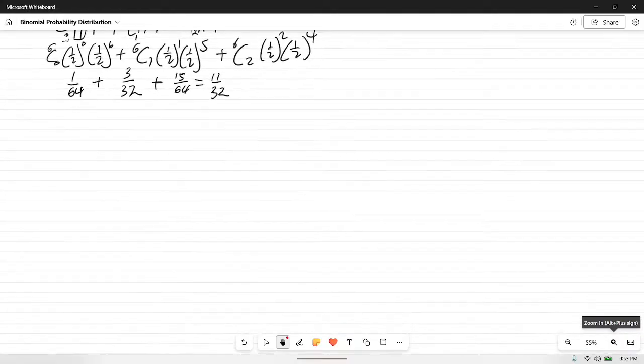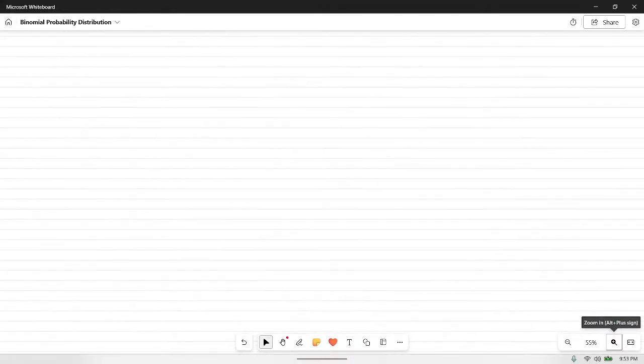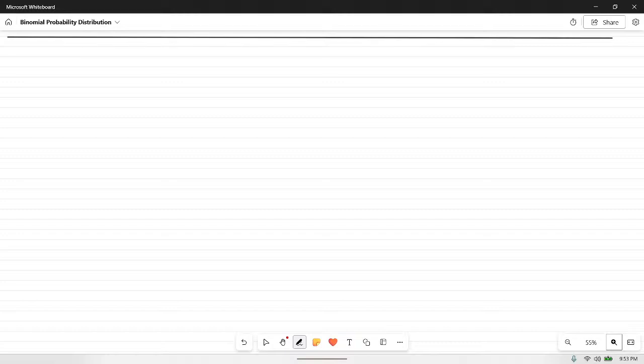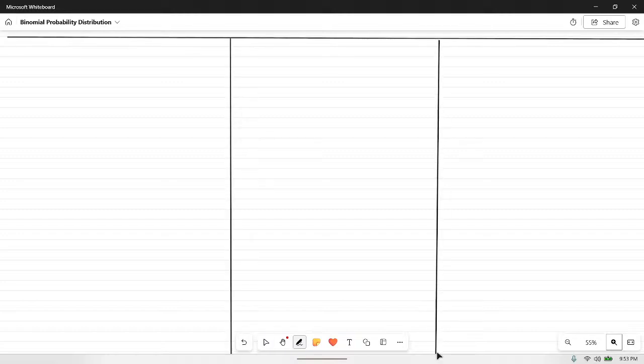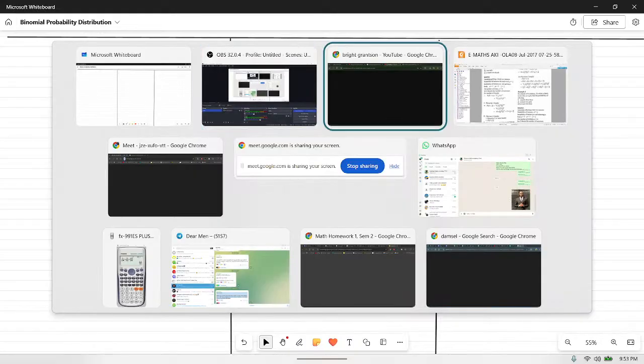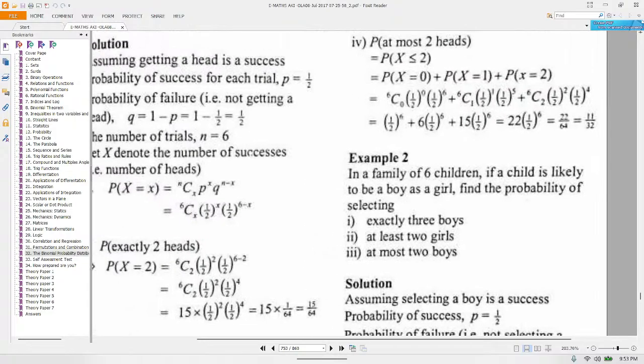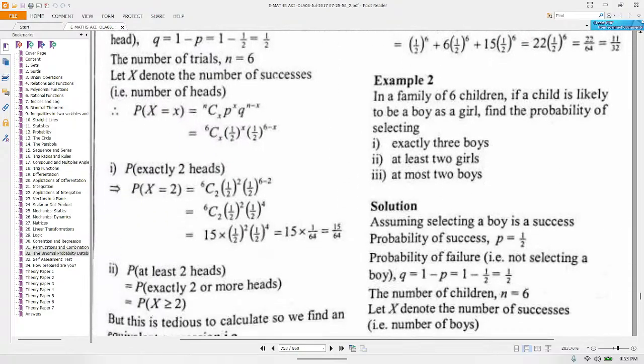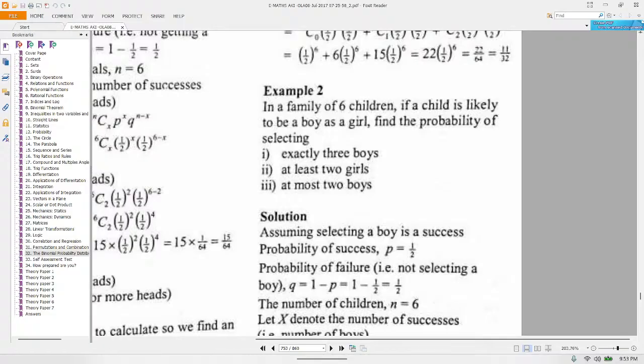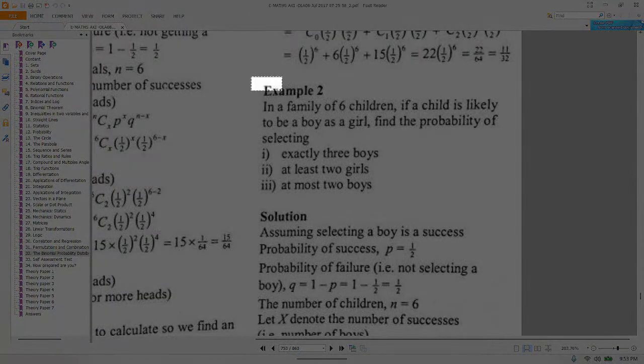Now let's take another question, and I'll be explaining why the question is a binomial probability distribution. Let's see if I can get some of the Nigerian questions. Now, another simple question. This is example 2. Let's bring this question there.